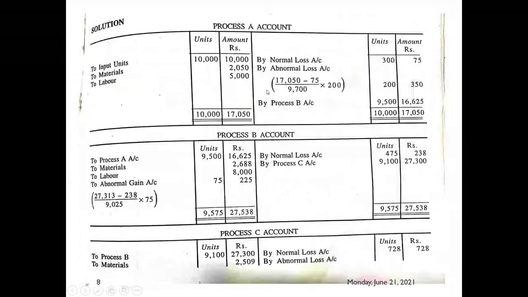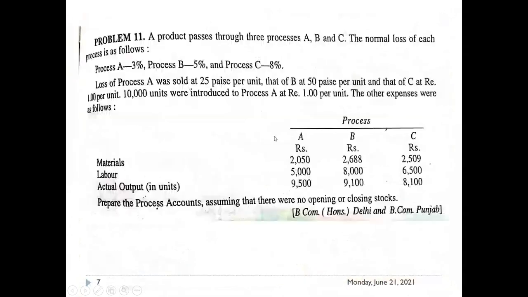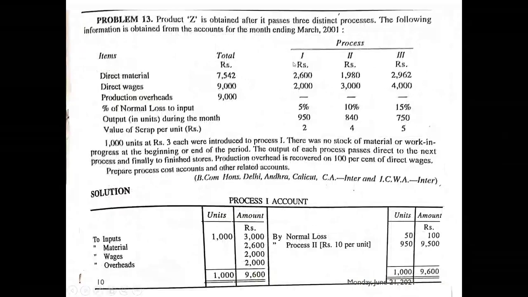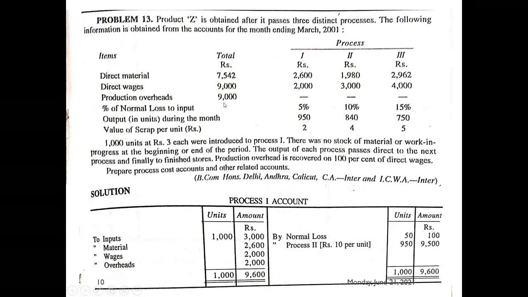Earlier sums it was process A, so that's why we were writing process A, B, and C. But in this problem, we're writing process 1 account, process 2 account, and process 3 account. Direct material, so amount. So process 1 2,600, this. So total is this. Direct wages is given. Production overhead 9,000 total. But you see, that means there is an allocation.